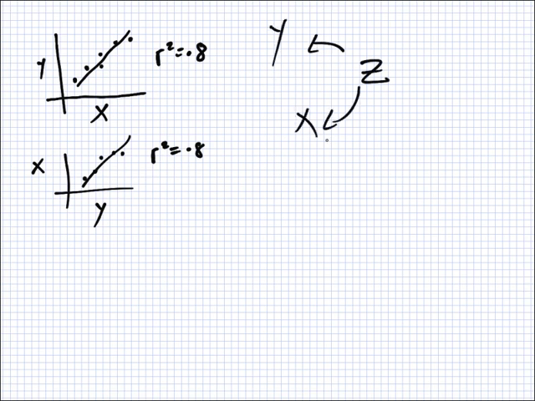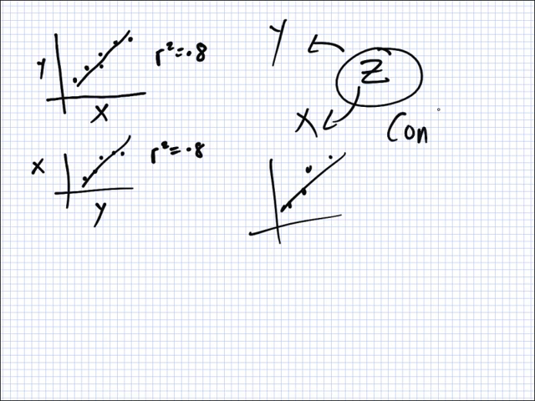So in the example of ice cream sales and death by drowning, what was the third variable here? Sunlight, like temperature. Okay. Did the x cause the y? No. And did the y cause the x? No. But if you plot them, will they have a strong relationship? Yeah. And that's because of this guy here. And this is called a confounding variable. It is causing the x and y to change together.